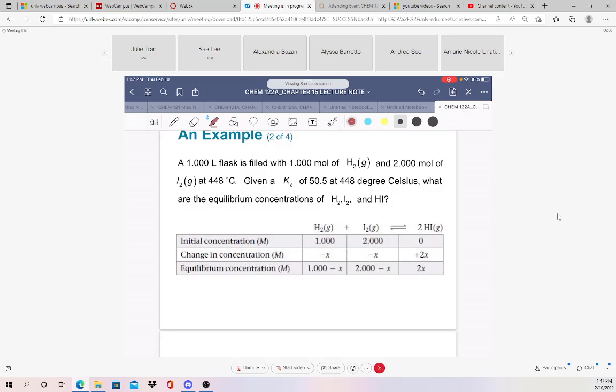Okay, a 1 liter flask is filled with 1 mole of hydrogen gas and 2 moles of iodine gas at 448 degrees Celsius. Given a Kc value of 50.5 at 448 degrees Celsius, what are the equilibrium concentrations of reactants and product?